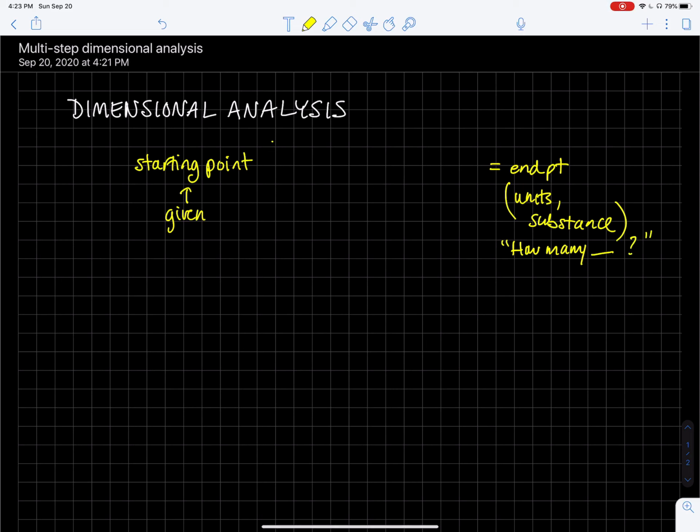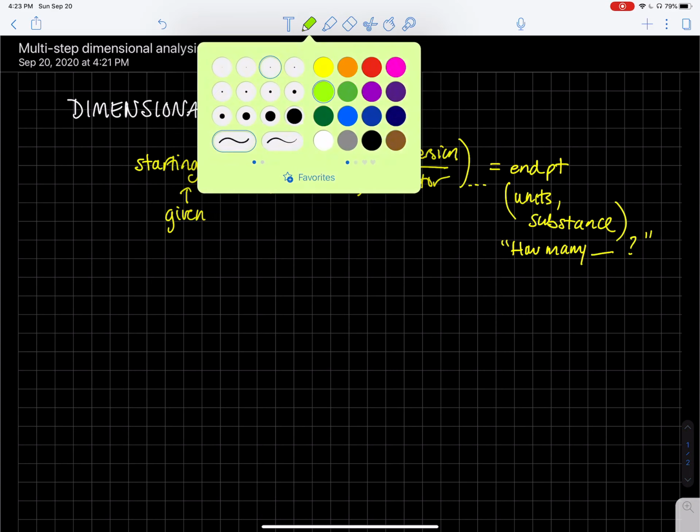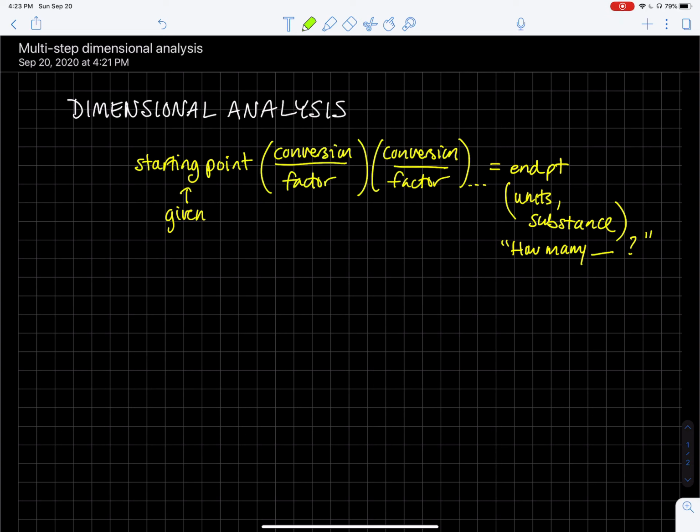And then in the middle, we have conversion factors. And what makes multi-step dimensional analysis different is that you have at least 2 conversion factors. And maybe you even have more. All right. So the approach is really the same. So I'm going to go through 2 examples, each of which highlights something specific. And then I just want to wrap up with kind of a summary of the different conversion factors we've used so far.